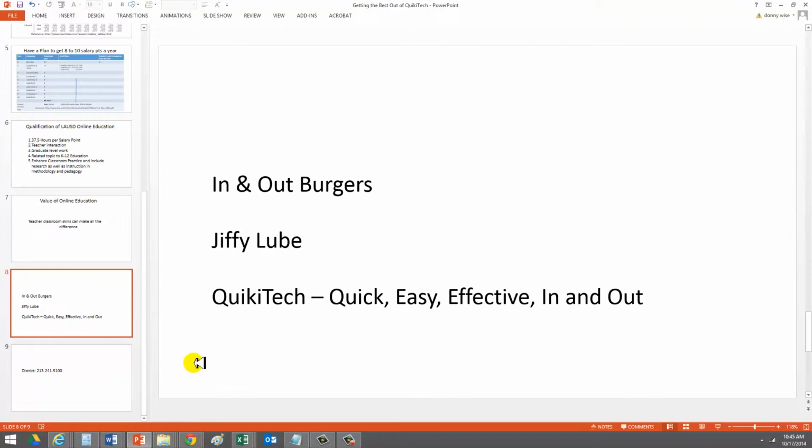Quikitech has the same kind of philosophy. That's why we have this Quickie in here. The Quickie in Quikitech is the same as the Jiffy in Jiffy Lube and the In and Out. It's to give you the realization that we want you to get your salary points as quick as possible.